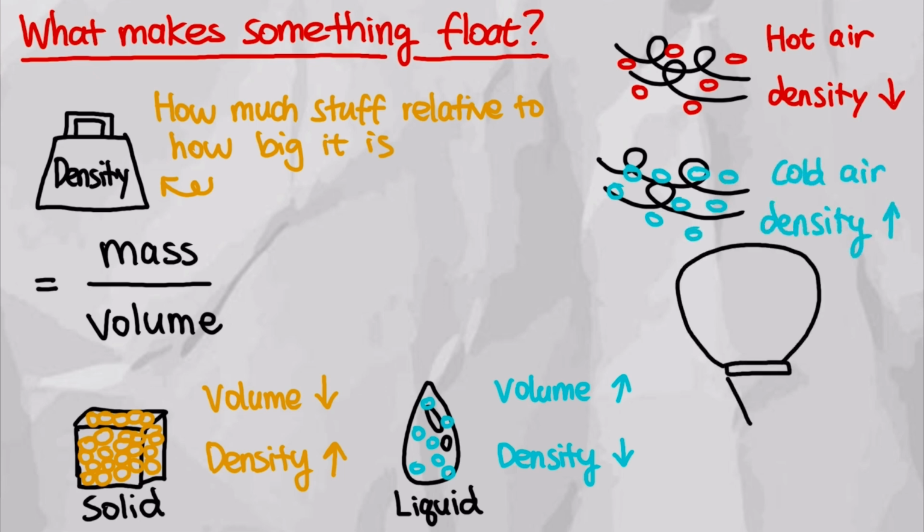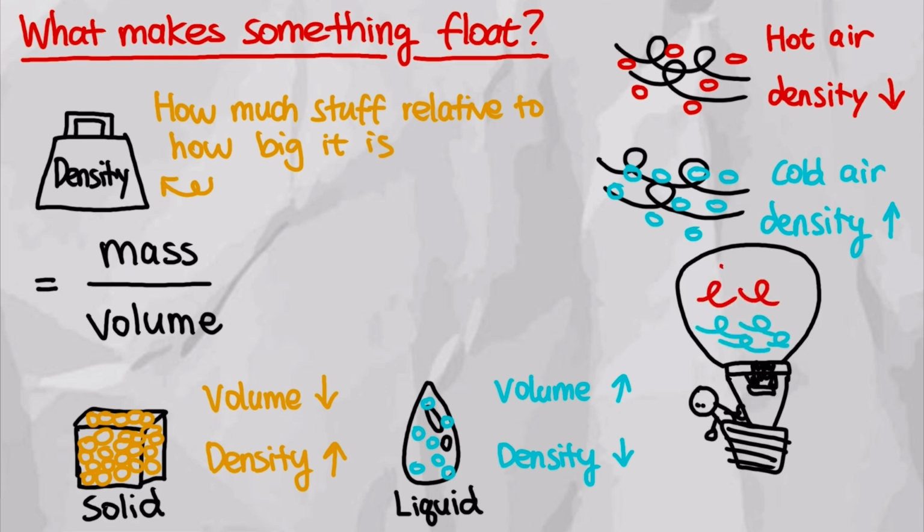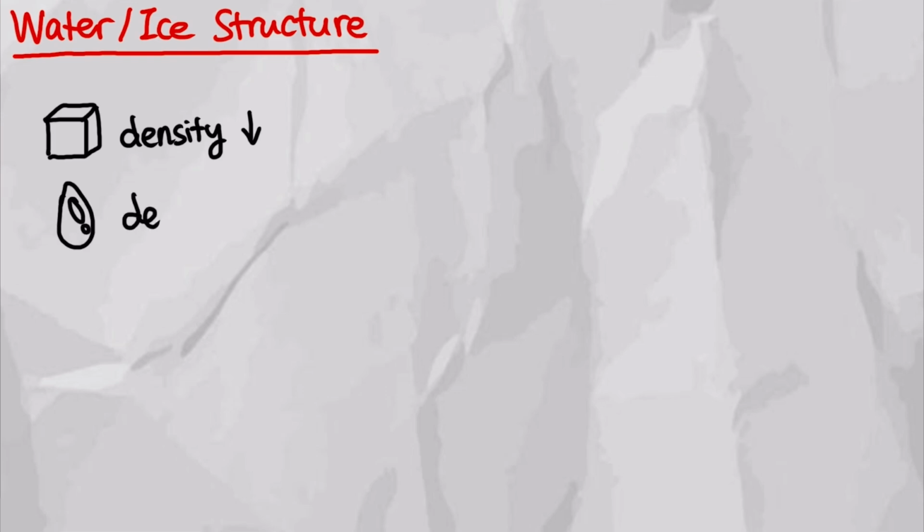Denser substances sink, while less dense substances float. Because the hotter air is less dense than the colder air, it tries to float above the colder air, which lifts the hot air balloon up in the process. This means that in order for solid ice to float, it must be less dense than liquid water.